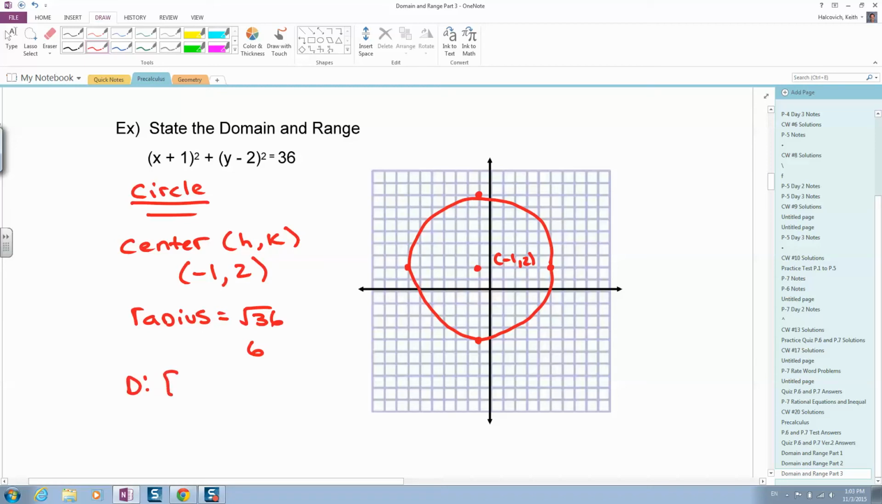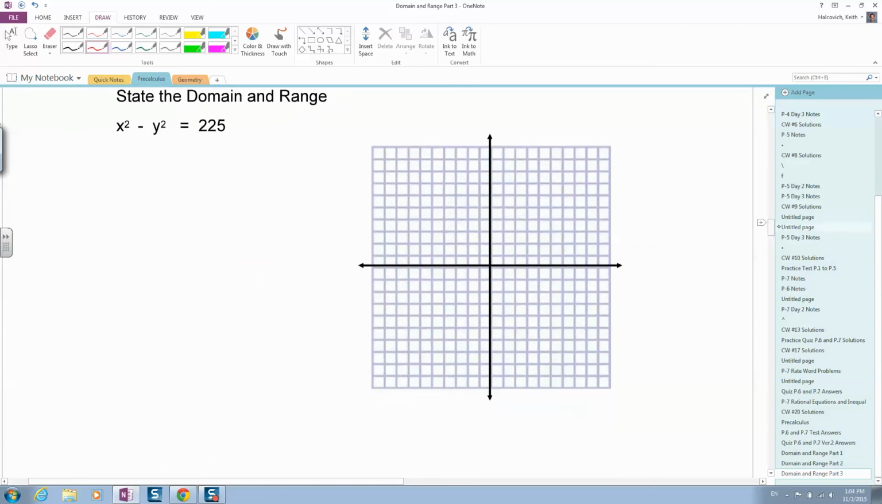So if you notice, for the domain, the x, if we subtract 6 from -1, we get -7. And if we add 6 to -1, we get 5. So that's our domain. We go 6 this way, 6 that way. And then the range, we go 6 down, so 2 minus 6 is -4, and 6 up is 8. So there's our domain and range for the circle.